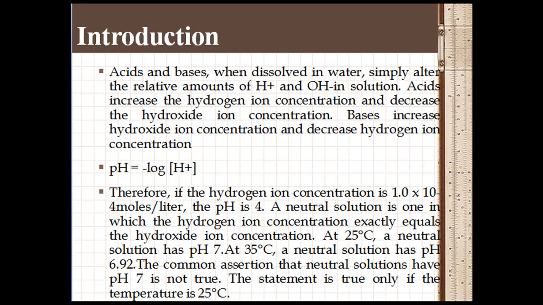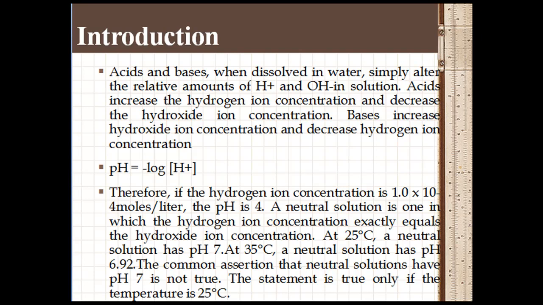Therefore, if the hydrogen ion concentration is 1 into 10 raised to the power minus 4 moles per liter, the pH is 4. A neutral solution is one in which the hydrogen ion concentration exactly equals the hydroxide ion concentration. At 25 degrees Celsius, a neutral solution has pH 7. At 35 degrees Celsius, a neutral solution has a pH of 6.92. The common assertion that neutral solutions have a pH of 7 is not true. The statement is true only if the temperature is 25 degrees Celsius.